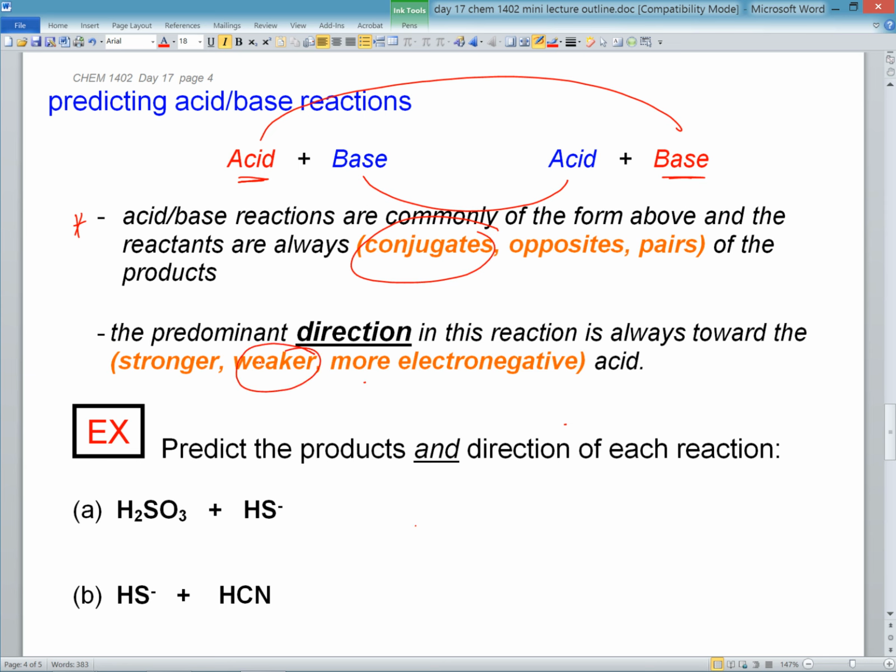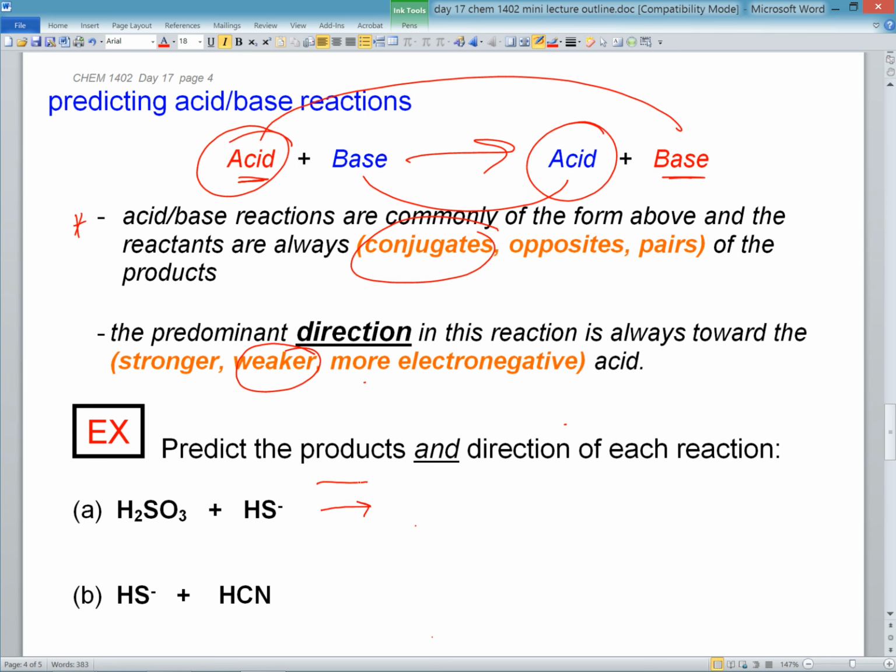Okay, so all we're going to do is look at that nice table. We'll compare this acid with that one, and if the blue one is weaker, point it towards it. That's all we're really going to do. So let's try this first one.